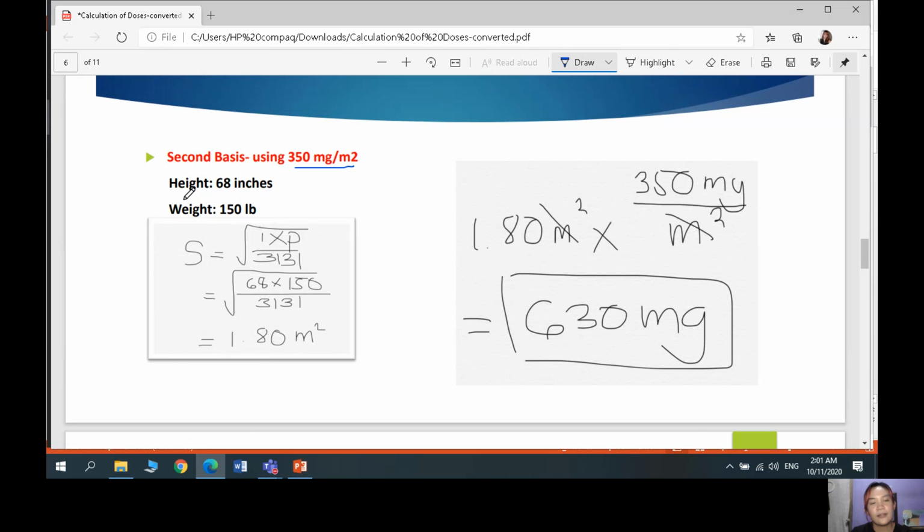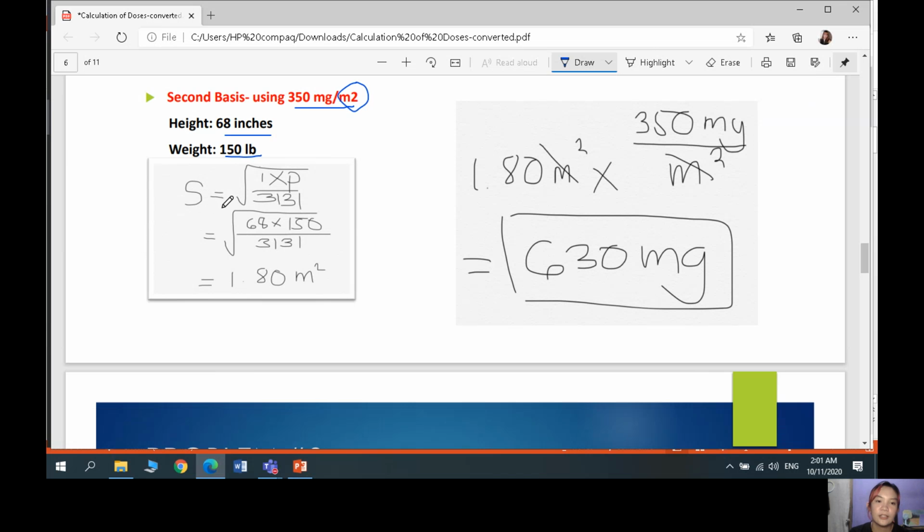And then we move on to the second basis using 350 mg per meter squared. So the given here is the height, which is 68 inches, and the weight, 150 pounds. Since it is in meters squared, we are first going to find the BSA. Given is in inches and pounds, so we are going to use the equation S is equal to the square root of H times W over 3131. So just substitute 68 inches for H: 68 times W, which is the weight, 150, over 3131 is equal to 1.80 meters squared.